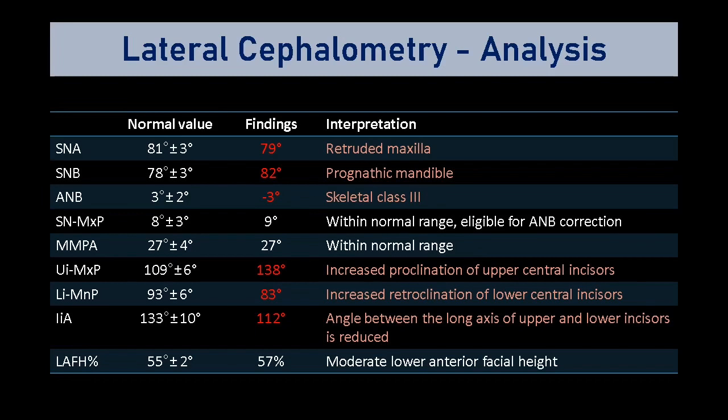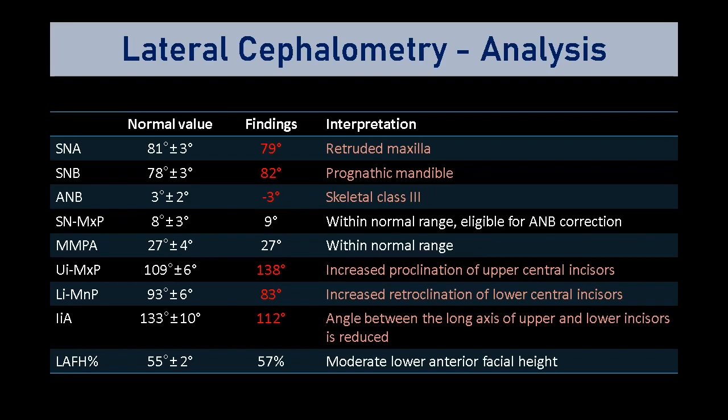For the SNA value, it is reduced, so it indicates that the maxilla is retruded. The SNB value is increased, which indicates that the mandible is prognathic. The ANB is -3 degrees, showing that the patient has a class 3 skeletal pattern. The SN-MxP is within normal range, so the patient is eligible for ANB correction.